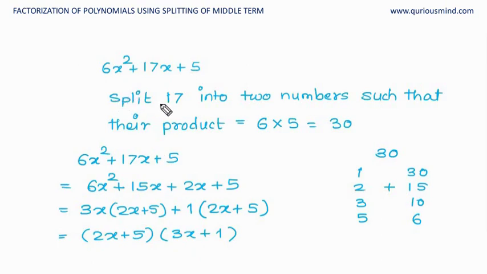This is a variation of the method we learned earlier. In this case, we have a coefficient for x square. In the earlier method, we didn't have a coefficient for x square. And therefore, in this case, we have to multiply the coefficient of x square and the constant, and we have to find factor pairs of that number. So 6 into 5, 30. And we find factor pairs of 30. And those factor pairs should add to give the middle term.